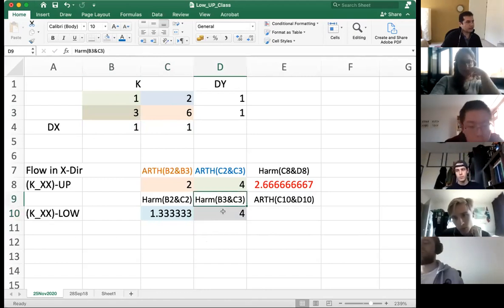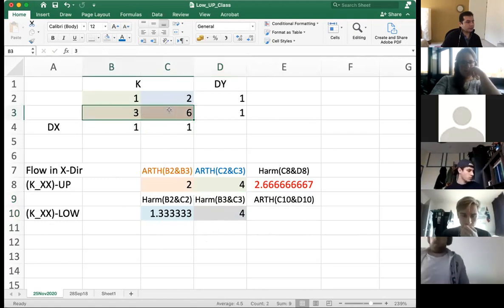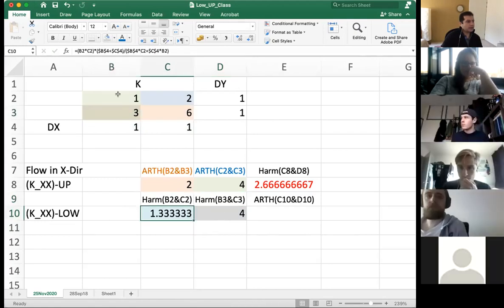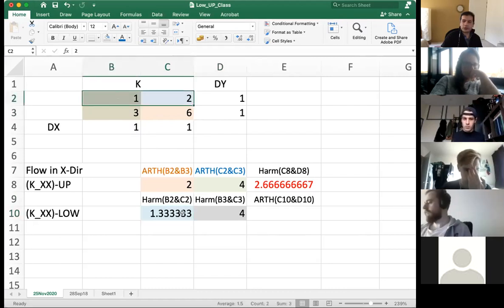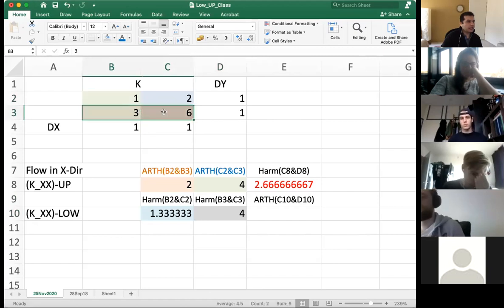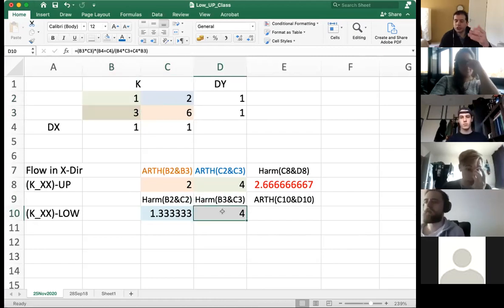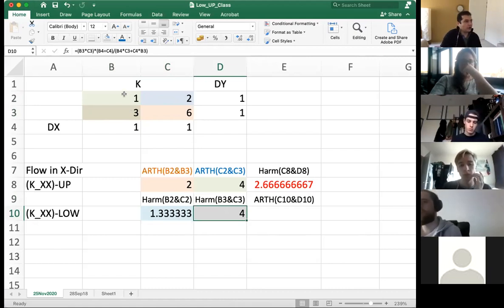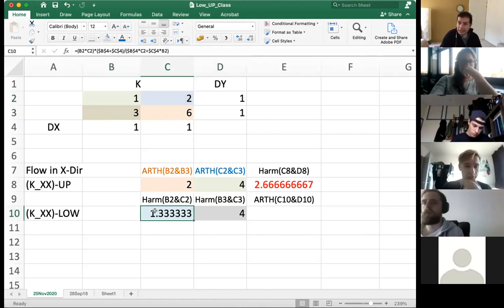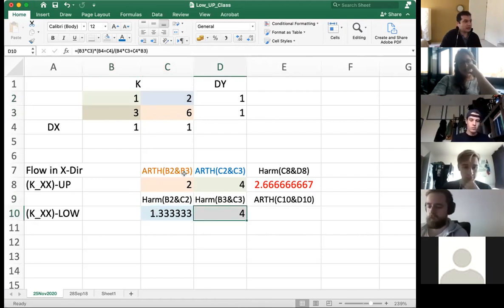That's the difference between 3 and 4. The harmonic average between these first layers of 1 and 2 is 1.3, and between 3 and 6 is 4. Can we conclude that the harmonic average is not in the center, but closer to the lower value? The average of 1 and 2 is not 1.5, it's 1.3, so lower than 1.5. The average between 3 and 6 is not 4.5, it's 4. The harmonic average is lower than the arithmetic average. It's closer to the lower value.